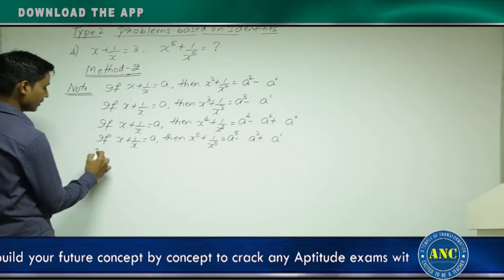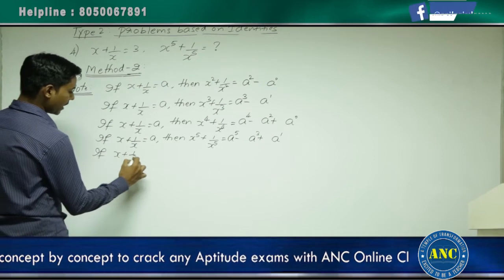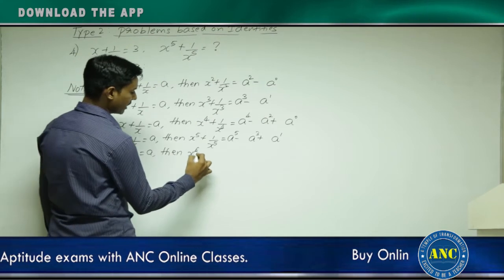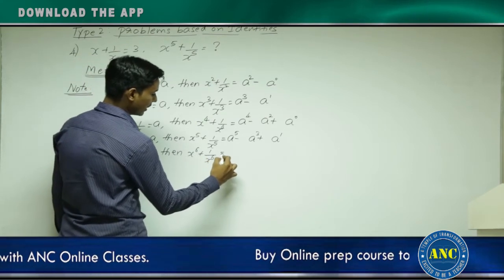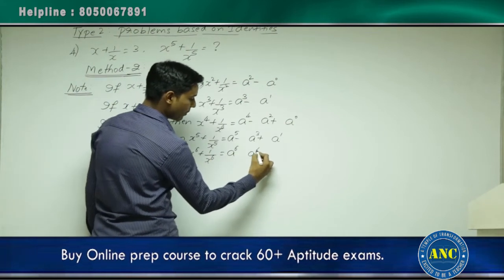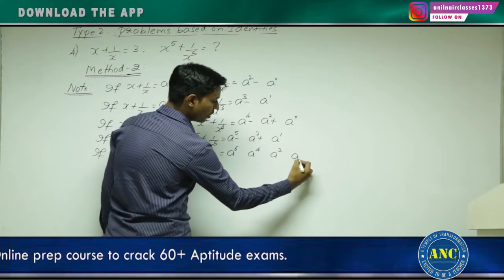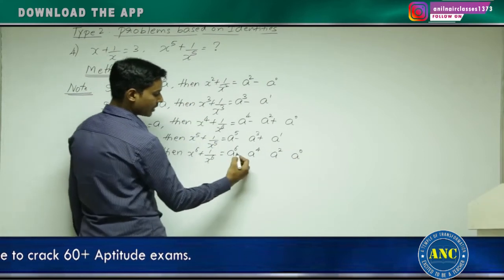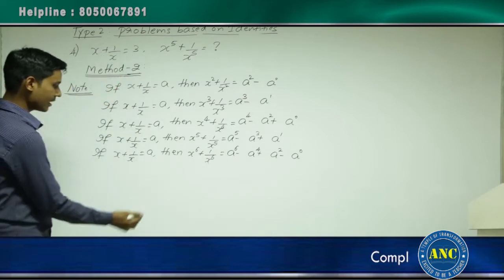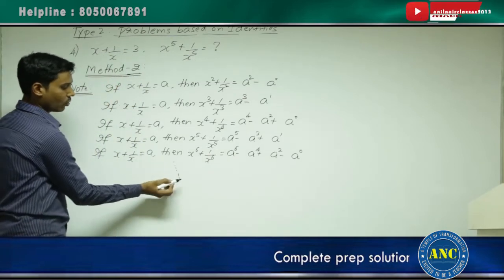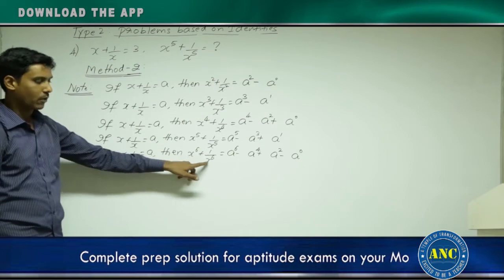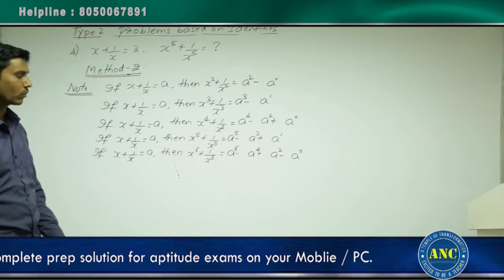Next, if x plus 1 by x is equal to a, then x power 6 plus 1 by x power 6 starts from a power 6, next a power 4, next a power 2, next a power 0. Alternatively plus minus plus minus. Similarly, it keeps on continuing. But most of the examination questions appearing till now will stop at x power 6 plus 1 by x power 6.